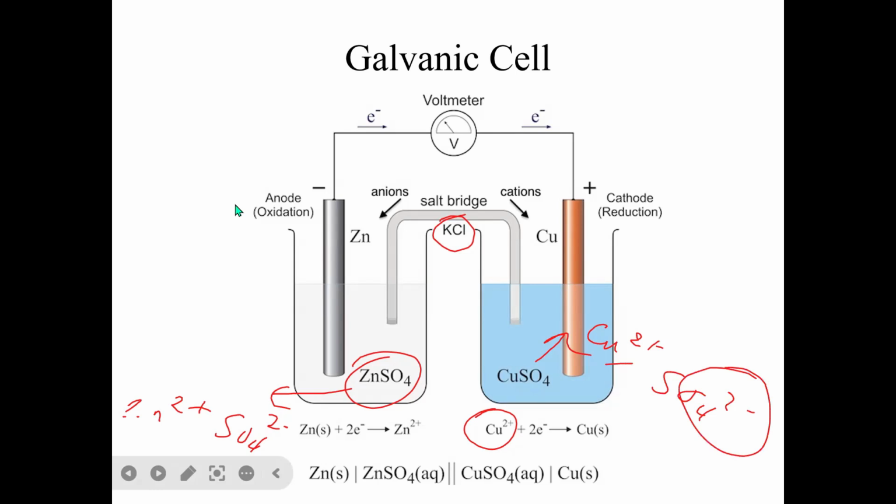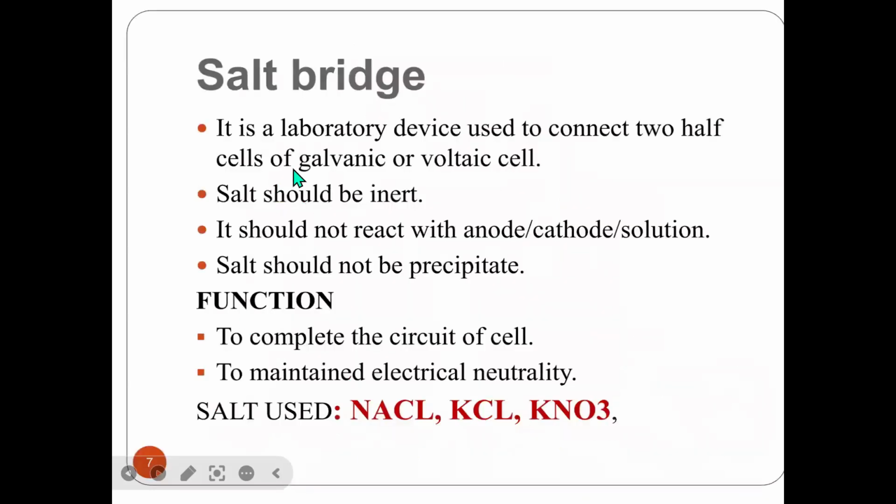And of course, this is where you have your reduction. Look at it. If you can see clearly here, copper gained 2 electrons at the cathode. So it means that it undergoes reduction. And then here you can see that it is zinc, so it loses 2 electrons. It means that it undergoes oxidation. So then the next thing after this is the salt bridge.